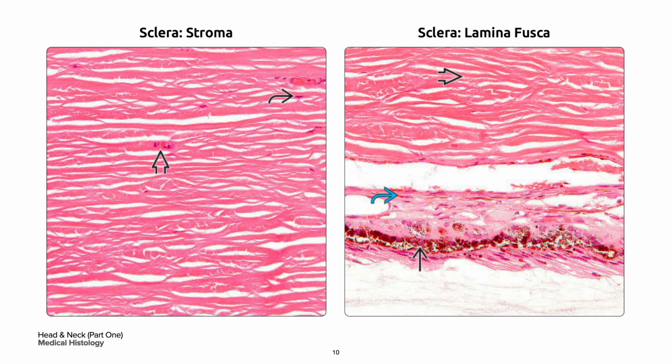On your right is the lamina fusca, seen here under the scleral stroma in the bold black arrow, which composes the innermost layer of the sclera. The lamina fusca is composed of melanocytes in the single black arrow, collagen, and fibroblasts in the curved blue arrow.